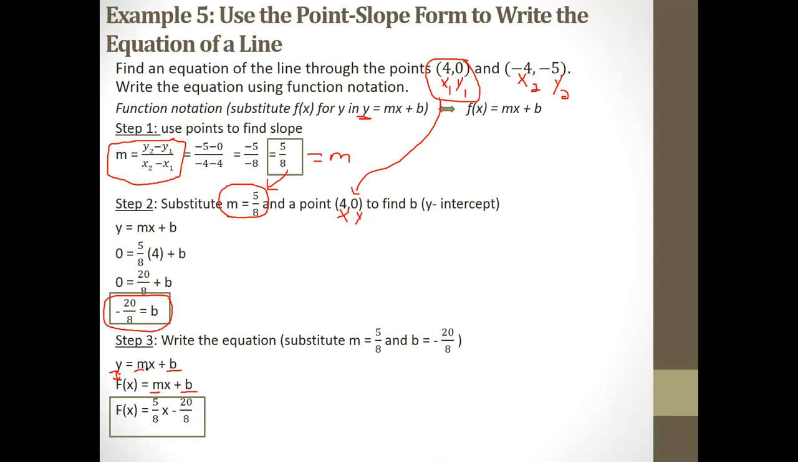Now, the reason we changed from y to f of x is that in our directions, we were told to write the equation using function notation. So that's what that means, to change from the slope-intercept form to functional form. We use f of x instead of y.